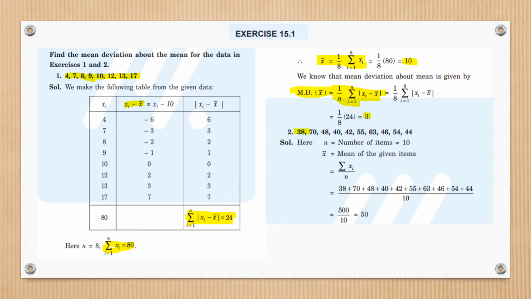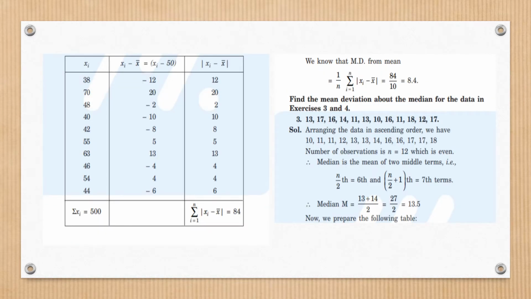Next is again an ungrouped data. In the same way, the number of observations is 10. So mean is summation xi upon n, and that turns out to be 500 by 10, that is 50, right? You can make a table or you can go like this also. Now this is the table for xi, and summation xi here is 500. Xi minus x bar, as mean is 50. So xi minus 50 means 38 minus 50 is minus 12, 70 minus 50 is 20, and like this. 40 minus 50 is minus 10, and this table is obtained like this.